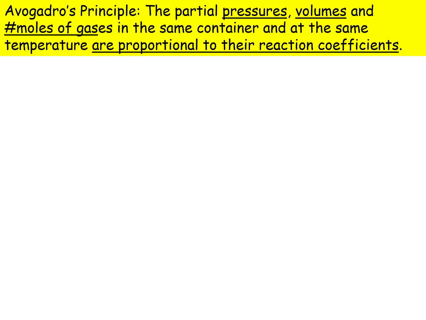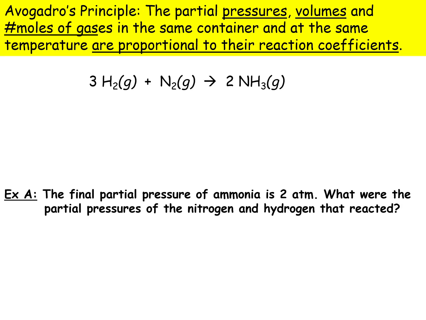So that's a lot of words. It doesn't make a whole lot of sense when you first hear that. So here is a reaction, and what it's saying is that you have 3 molecules of hydrogen gas reacting with 1 molecule of nitrogen gas to produce 2 molecules of NH3 gas. Now, I know when you first start studying chemistry that this is just an awful lot of numbers and letters and symbols, and it can get really confusing.